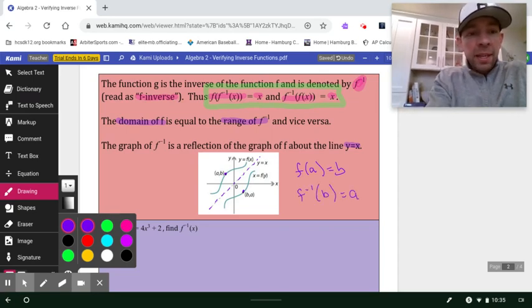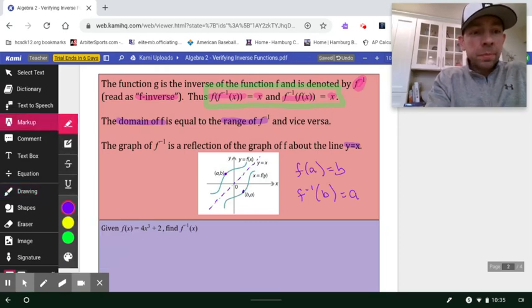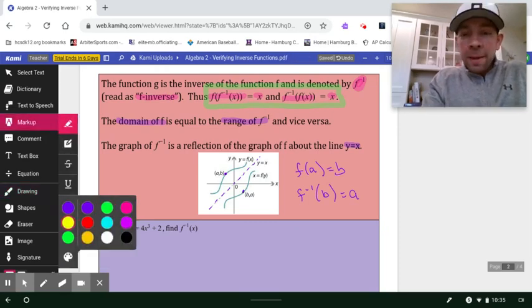What we're saying mathematically is if f of a equals b, then f inverse of b must equal a. Something I think you'll hear me say down the road is, this is considered the input of f. So if a is the input of f, it's guaranteed to be the output for f inverse. And then again, vice versa. If b was the output for f, then it's guaranteed to be the input for f inverse.